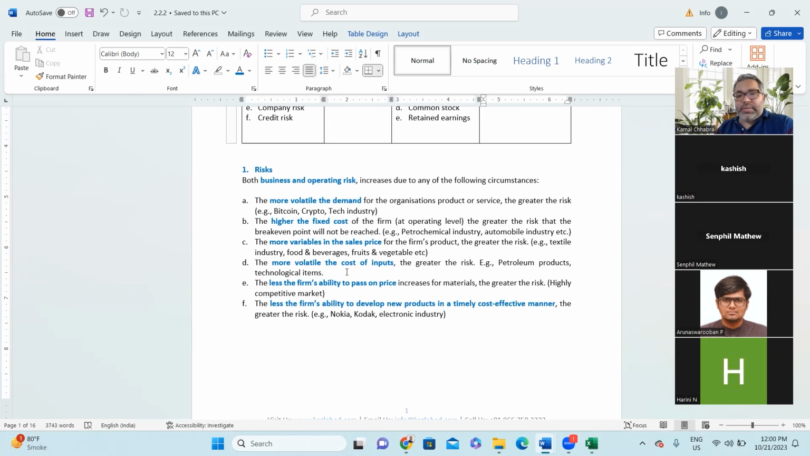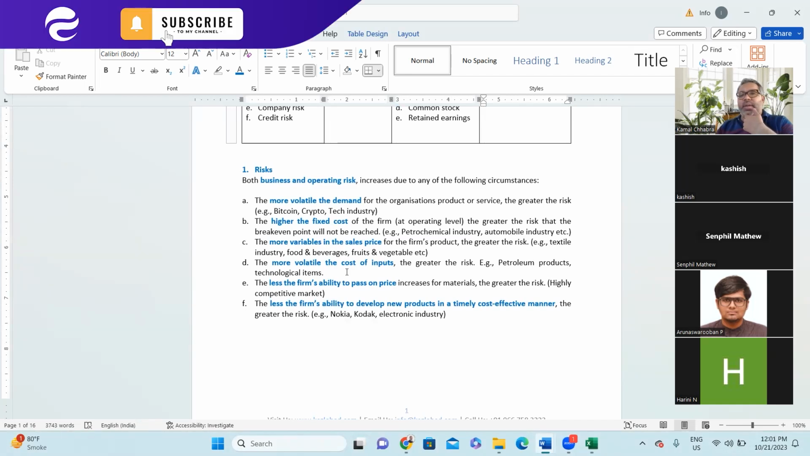And risk increases due to any of the following circumstances. So we need to understand when the risk increases or decreases, and what are the factors which may impact the risk of your business. The first one is: the more volatile the demand for the organization's product and service, the greater the risk.